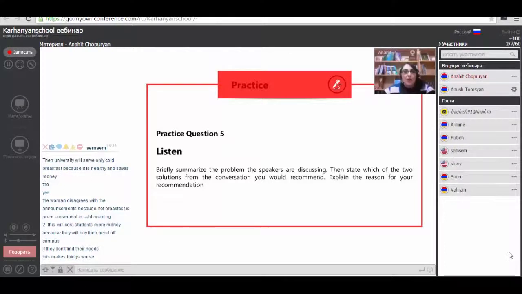Okay, so now you have 20 seconds to prepare. Try to first, like it says, briefly summarize the problem the speakers are discussing. So what is the problem? And then state 2 solutions they give. And then you support one of them and why you support.